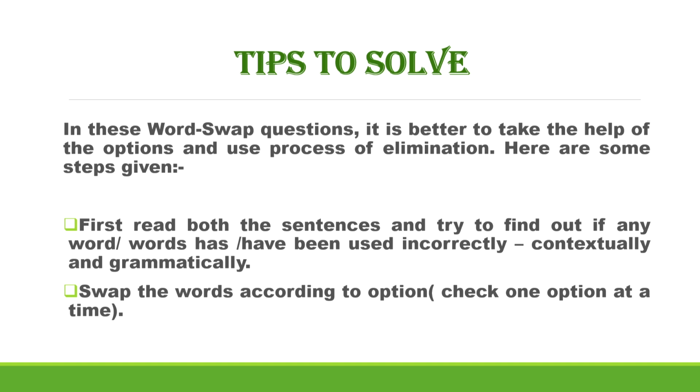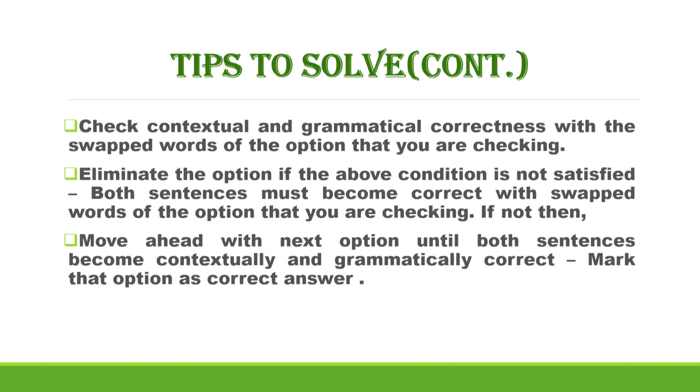Let us begin. First, read both the sentences and try to find out if any word or words have been used incorrectly, contextually and grammatically. Swap the words according to the option. Note, check one option at a time. Now next, check contextual and grammatical correctness with the swapped words of the option that you are checking. Next, eliminate the option if the above condition is not satisfied.